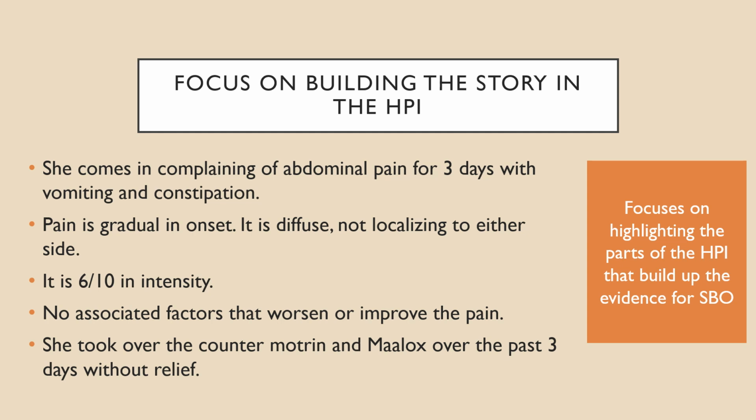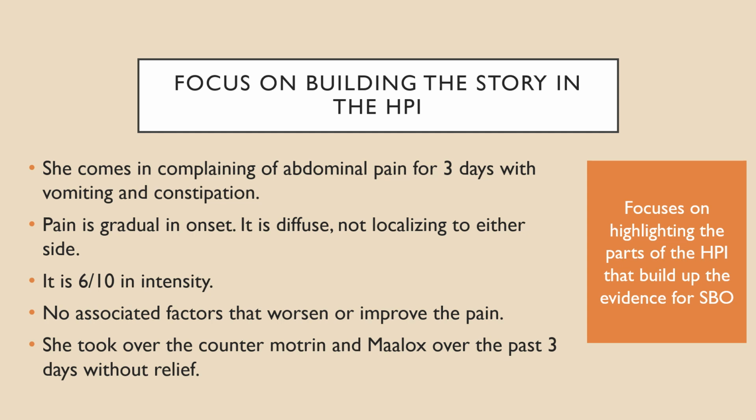In the next section, focus on building the story in the HPI. So, she comes in complaining of abdominal pain for 3 days with vomiting and constipation. The pain is gradual, it's diffuse, not localizing to either side. It's 6 out of 10 in intensity. There are no associated factors that worsen or improve the pain. She took over-the-counter Motrin and Maalox over the past 3 days without relief.